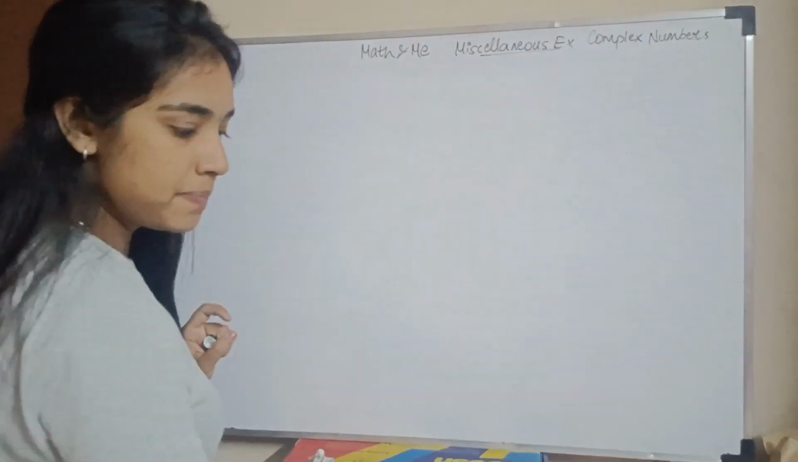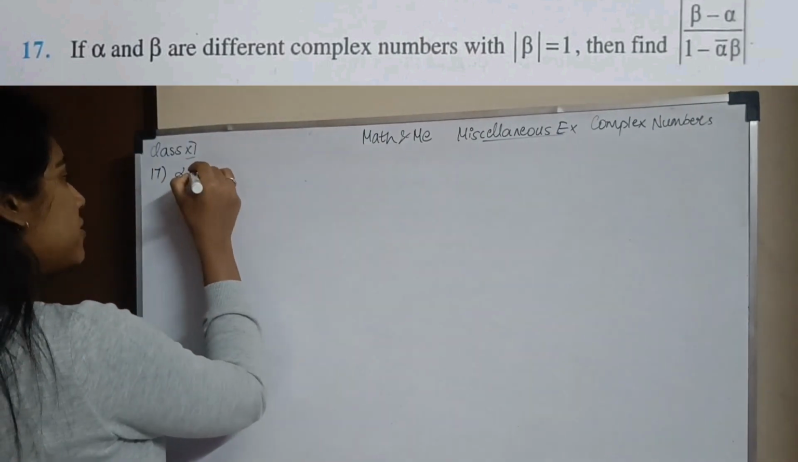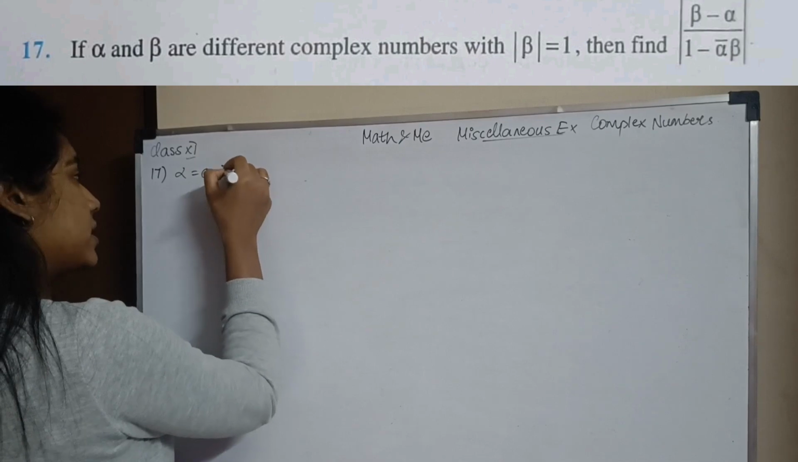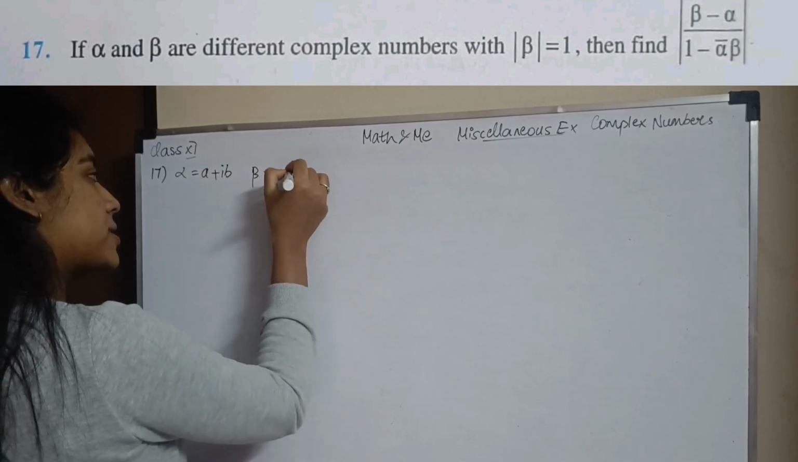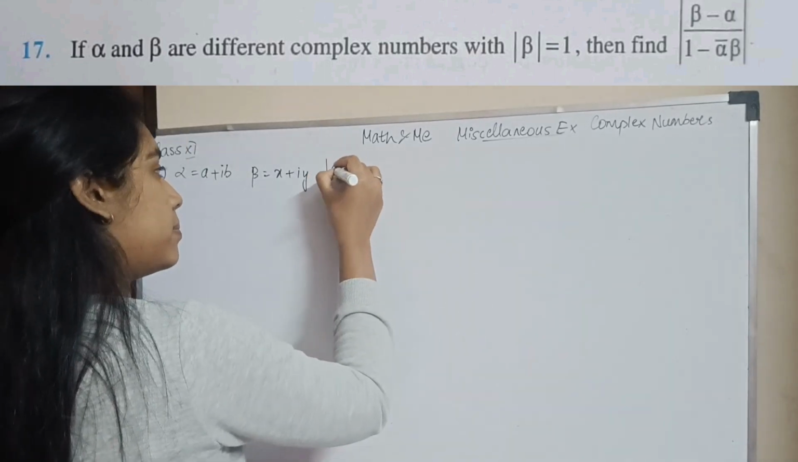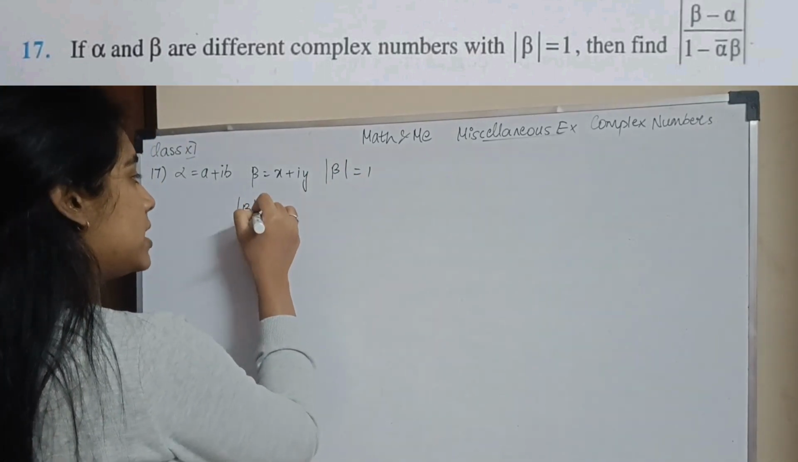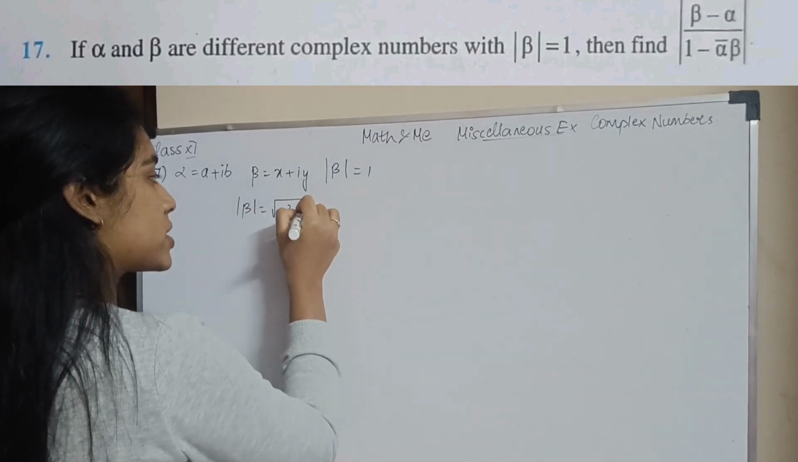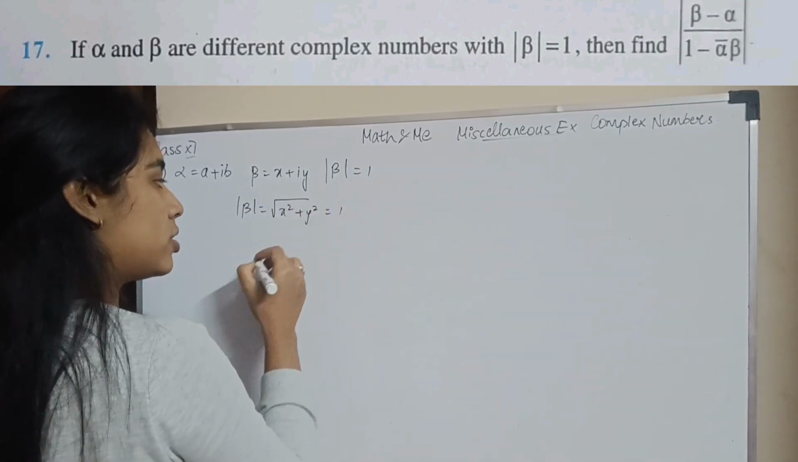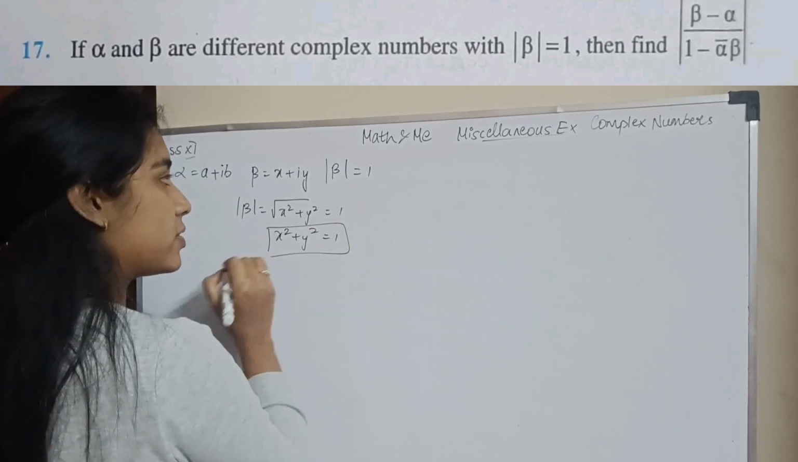Question number 17. If alpha and beta are two different complex numbers. Let alpha be a plus ib, and beta be x plus iy. And it is given that modulus of beta is 1. What does that mean? Mod beta is nothing but root of x square plus y square. This is given as 1. So what is my x square plus y square? 1. Okay. So have this in mind.